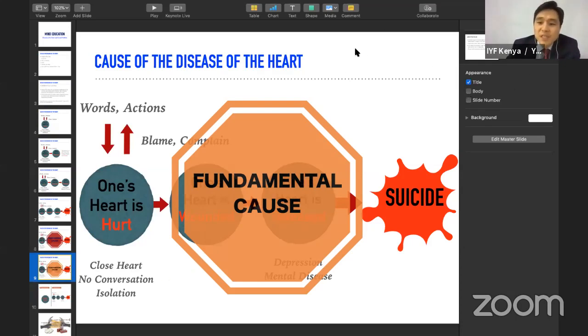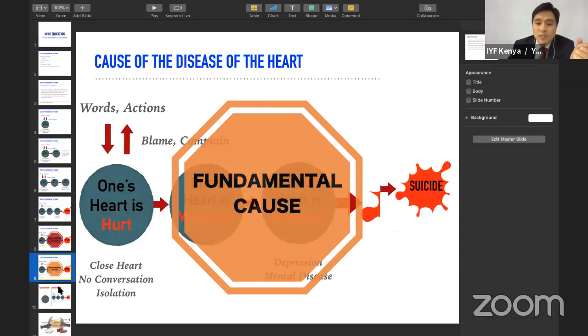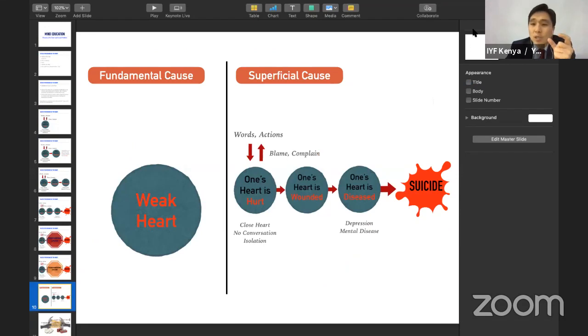We need to know the fundamental cause so that we can also have the right solution to solve these issues and solve this problem. Then what is the fundamental cause? The fundamental cause of having your heart getting hurt, getting wounded, and getting diseased is actually because your heart is weak. Everyone, if you have a weak heart, then you cannot be a successful person.